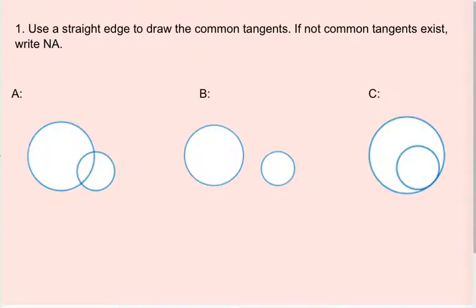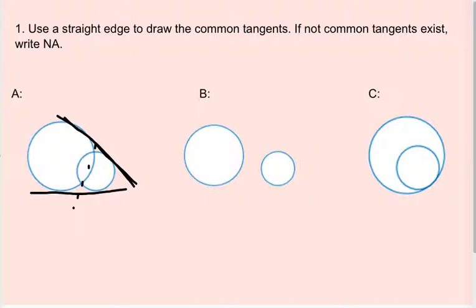So use a straight edge to draw the common tangents. If the common tangents do not exist, write NA. So there's a 1 here. In this first one, there's about 1 you can draw right here, or you could draw one right here. You can't draw one through the middle because that would go through more than once. So that would be one possibility to draw a common tangent.